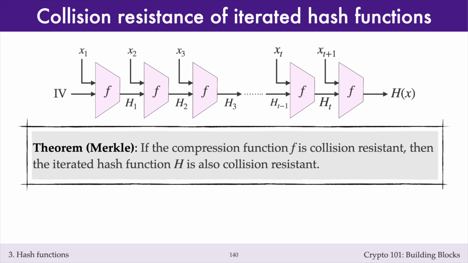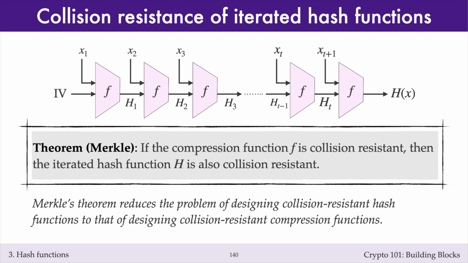At first glance, the hypothesis might look very much like the conclusion, and so the theorem appears to be somewhat vacuous. However, the hypothesis is about collision resistance when the inputs have a fixed bit length, namely n plus r bits, whereas the conclusion is about collision resistance when the inputs can have any bit length less than 2 to the r. And so Merkle's theorem reduces the problem of designing collision-resistant hash functions to that of designing collision-resistant compression functions. Merkle's theorem is not an unconditional guarantee of collision resistance, but a conditional guarantee.